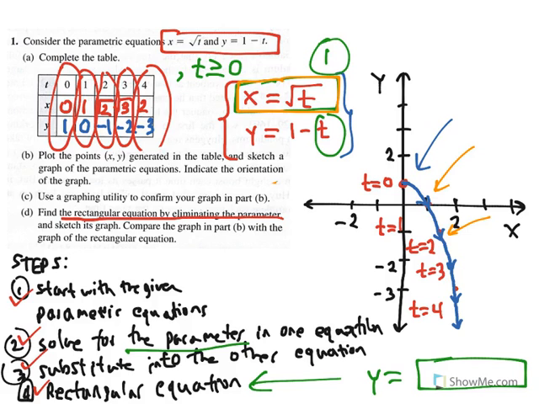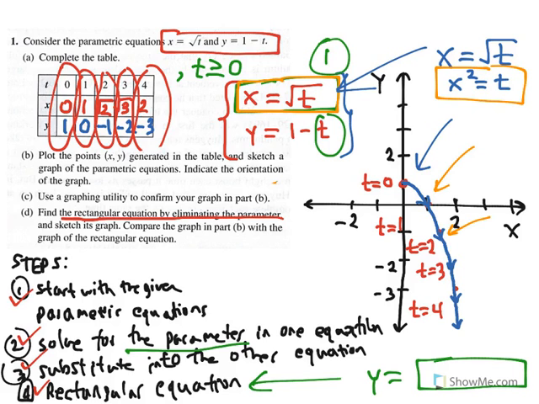So it's very easy to solve for t in the first parametric equation. You have x is equal to the square root of t. So if you square both sides of the equation, that would give x squared is equal to t. And once you've done step 2, you know t is equal to x squared.